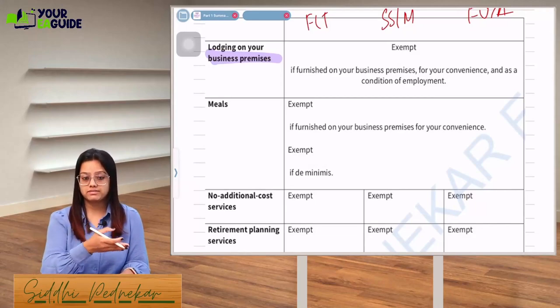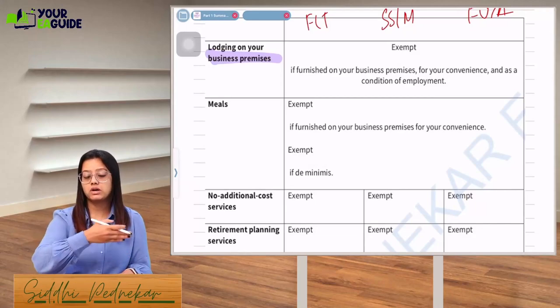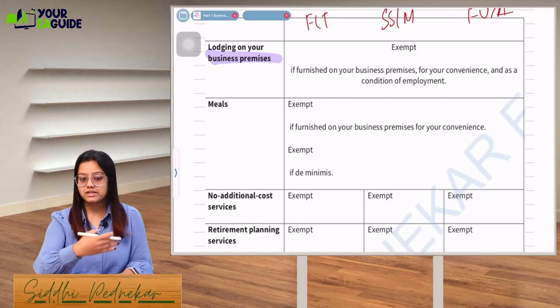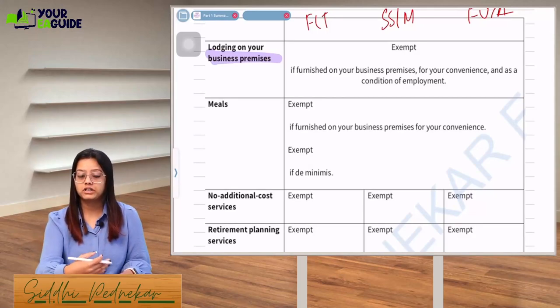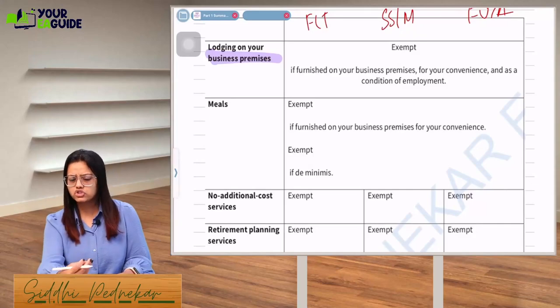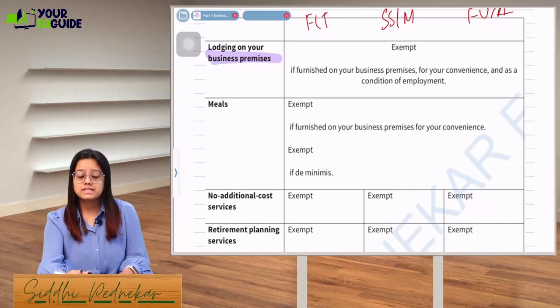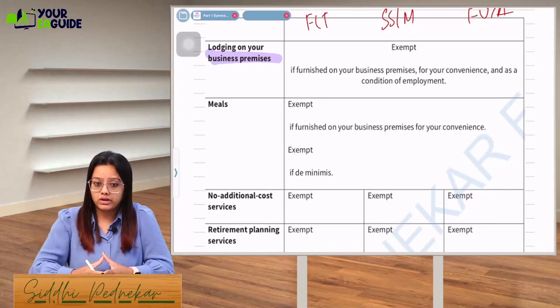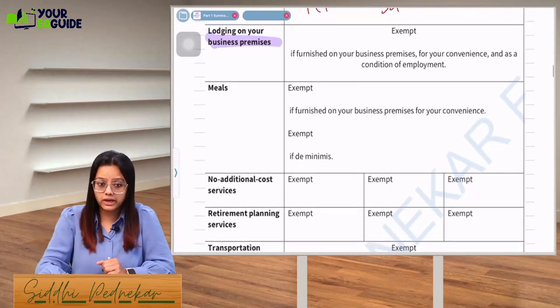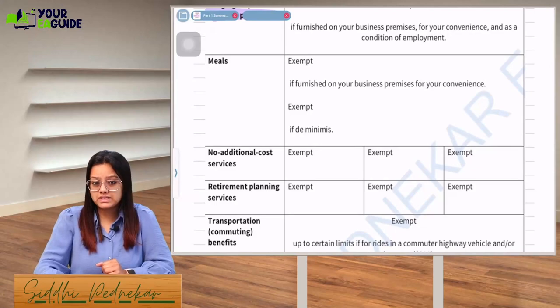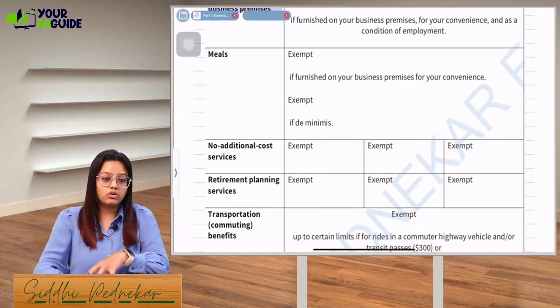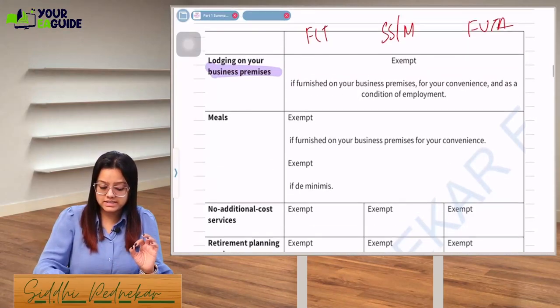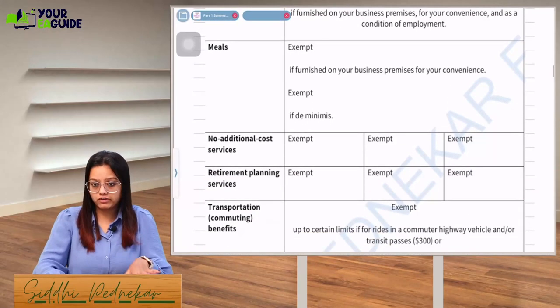Meals are exempt if furnished on your business premises for the employer's convenience. Let's say in tax season, if the employer is providing you some food on Saturdays and Sundays while you're working, the dinner and the lunch they are providing, then it is exempt because it is at the convenience of the employer at the business premises. Okay, no additional cost services. If they are providing you something extra for which they don't have to incur any additional cost, then it is exempt from federal income tax, social security and FUTA.